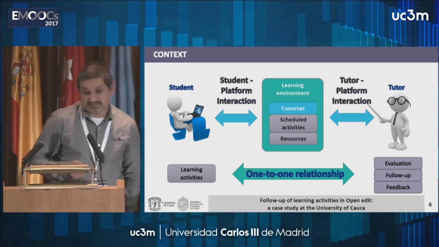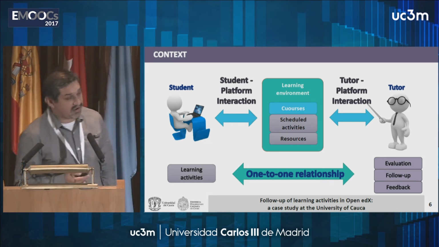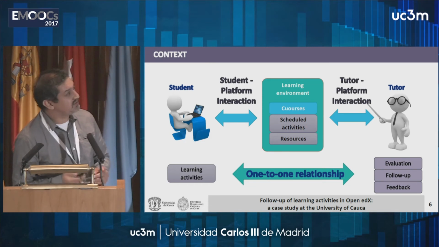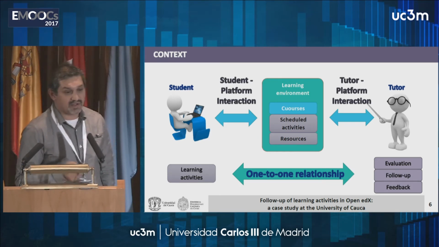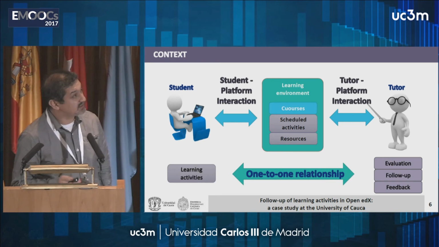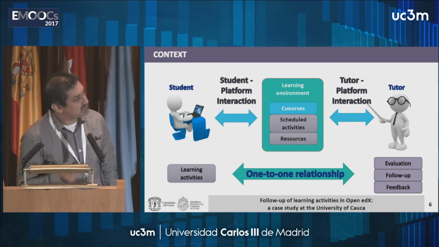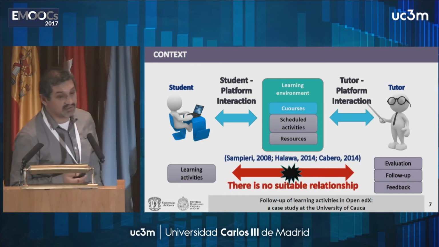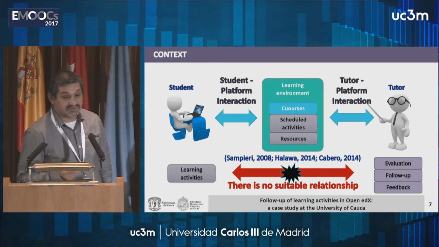Supported in several platforms and tools. But if a teacher has 30 students, the relationship can be one-to-one. But if a teacher has 100 students, 200 students, 400 students, like in my case, the one-to-one relationship is impossible. It's impossible. We need support from platforms that produce data about the learner activities on the courses.